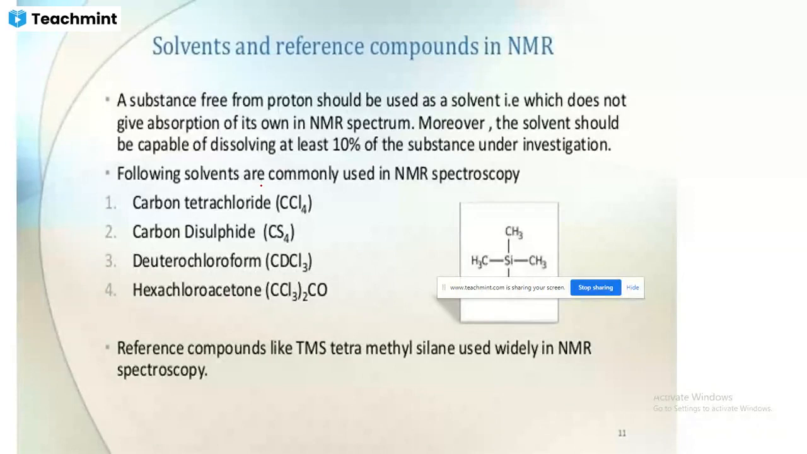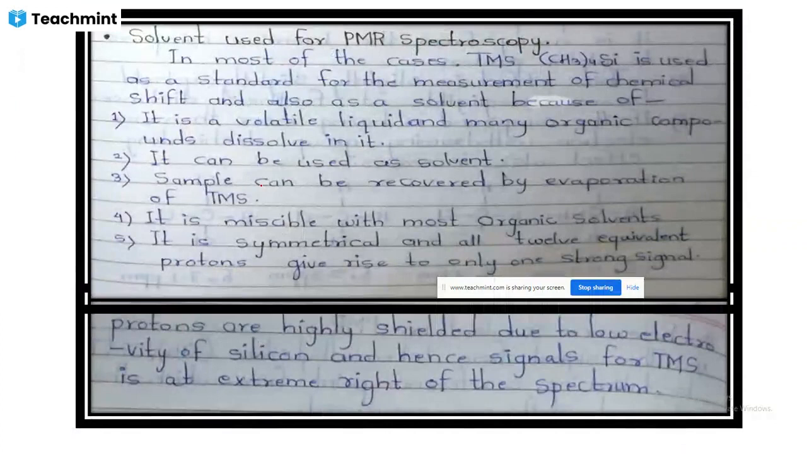Generally, a reference compound like TMS we always use as a reference standard and as a good solvent in NMR spectroscopy. There are many options, but we always use TMS because TMS is the best solvent. This is also written in our notes, solvents used for PMR spectroscopy. Okay, so here all the points are given. This is the structure of TMS here. It is an important compound, we use it here. So in most of the cases TMS is used as a standard for the measurement of chemical shift and also as a solvent because of the following reasons: it is a volatile liquid and many organic compounds dissolve in it.